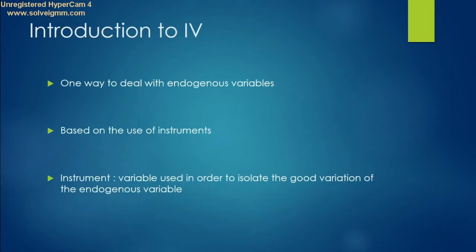Let us now turn to the instrumental variable technique. This method is actually a solution to our previous problem, since it deals with endogenous variables. As its name suggests, it is based on the use of instruments, which are variables used to isolate the good variation of the endogenous variable. In other words, its exogenous part. We will now describe them in more details.